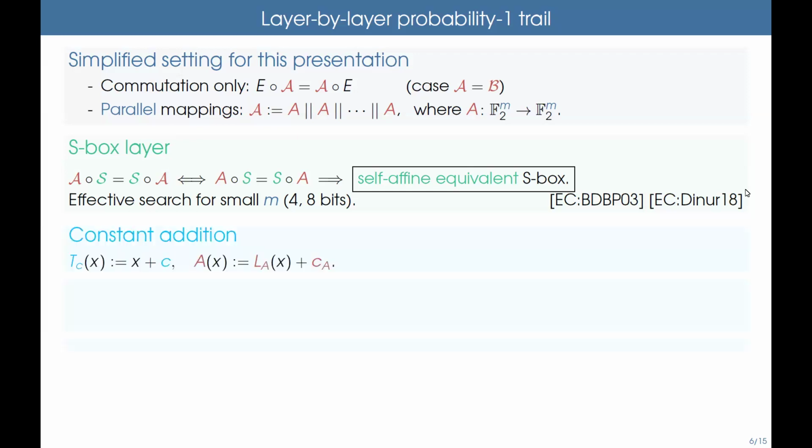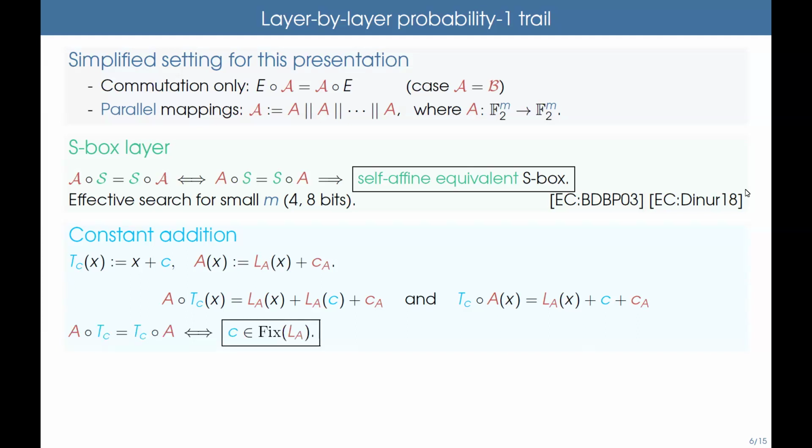Regarding the constant addition, we can just study it by decomposing our affine mapping into its linear part and its constant. And if we want a commutation, we want both quantities to be equal. So in practice, we want the middle term here and the middle term here to be the same. In other words, we want the constant to be a fixed point of the linear part of the affine mapping.